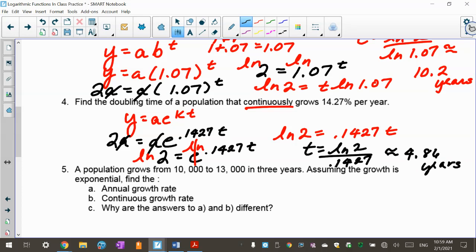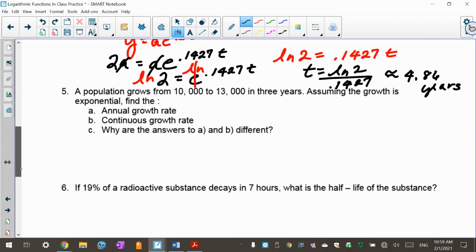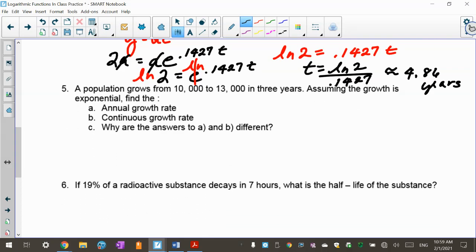So I've kind of showed you both ways. Like I said, anything with half-life and doubling time, go ahead and use the continuous. That's fine. Now 5 and 6 are more the level I want you to be at. The first 4, the reason we were able to do them so quickly is because I gave you the rate. 5 and 6, I would star these because you're basically going to come up with the rate yourself.